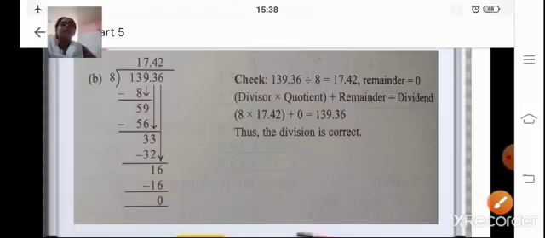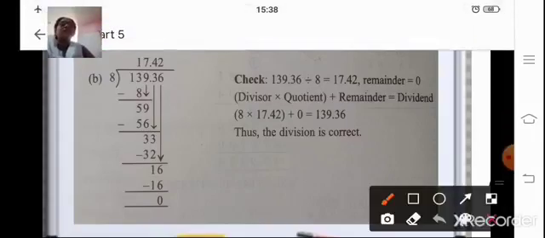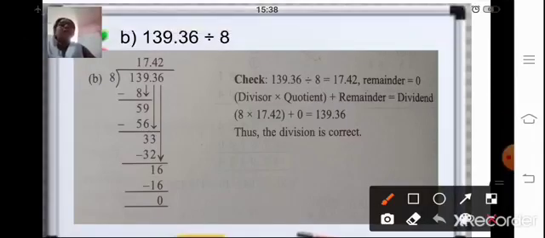Just check here. In this slide I have shown you the division as well as how to verify the division. Now we got the answer as 17.42. Now to verify your division, divisor into quotient plus remainder is equal to dividend. So 8 times 17.42 plus 0. When you multiply these two numbers, you will get the answer as 139.36. That means your division is correct. Okay.